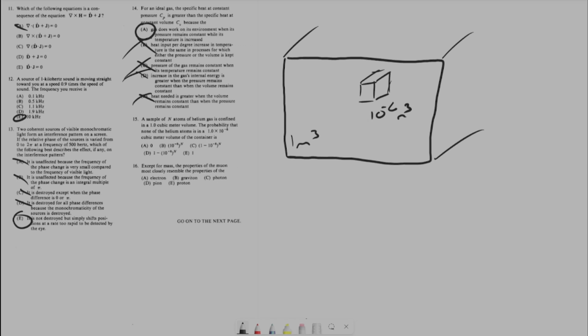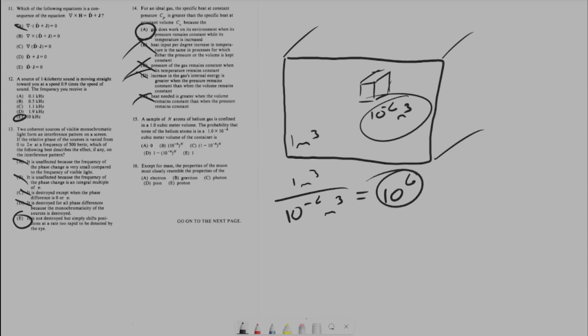So the best way to think about this is to break this down into how many little tiny chunks. If I've got 1 cubic meter, and it's split into boxes of that size, and not too hard math, there should be 10 to the 6 boxes. So if I want to find out what is the probability that it is in one of those boxes, it is just going to be 1 over that number of boxes. It kind of looks like we're going in circles a little bit, but if it wasn't for the numbers the way they are, this would be useful.